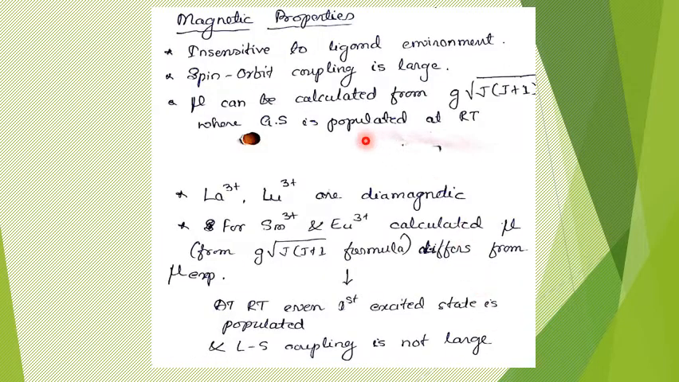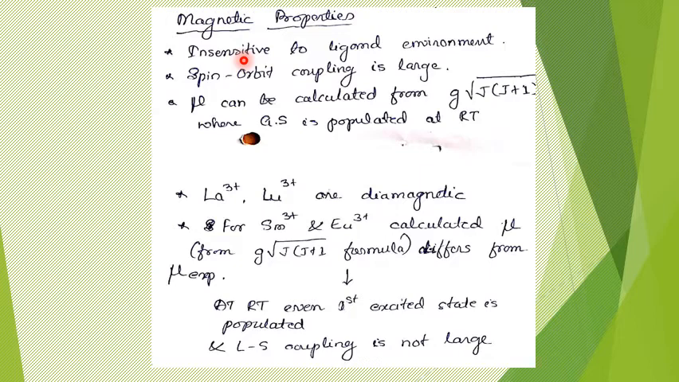And lastly, we can see something about magnetic properties of these complexes. Again, same thing here. These magnetic properties are insensitive to ligand environment. So in case of transition metals, the ligand can decide the magnetic property. Ligand can make the complex low spin, high spin, and those kinds of things are possible. But here the ligand will not decide the magnetic property.